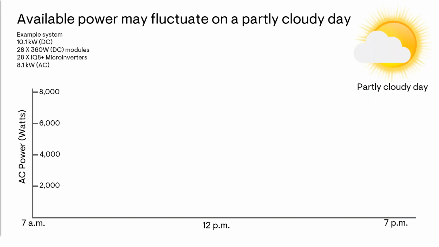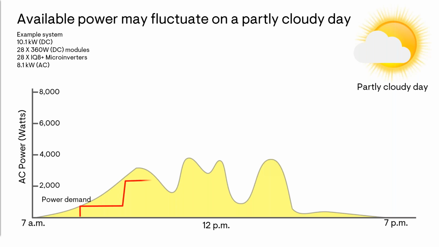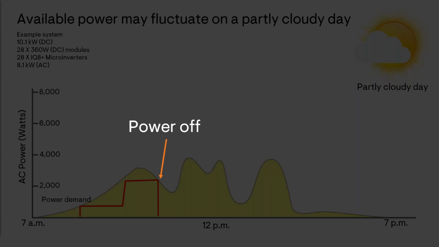Now, what about clouds? On a partly cloudy day, the available solar power will fluctuate as clouds periodically block the sun. As with any scenario, the home's power demand must stay below the available power of the solar array, otherwise the microgrid will get overloaded and shut down.